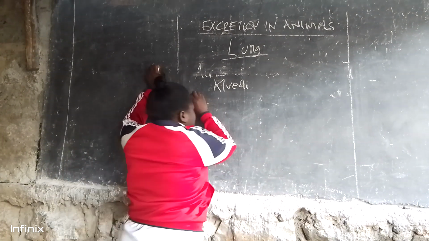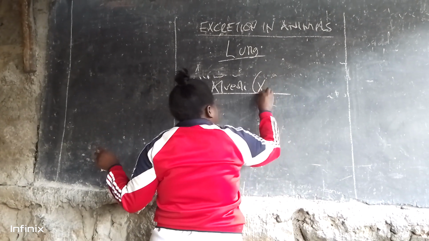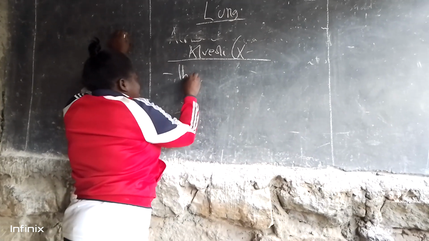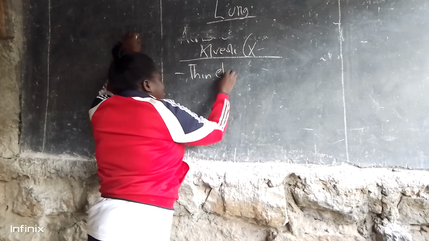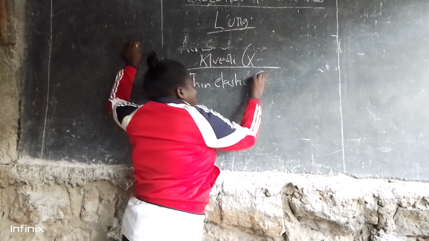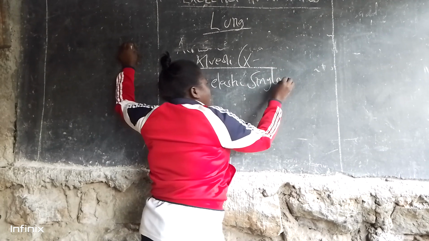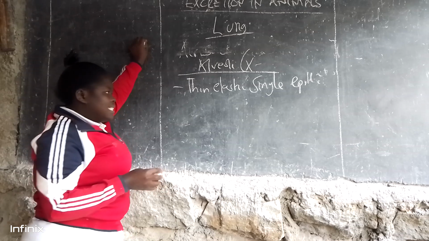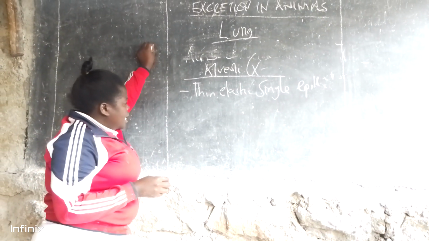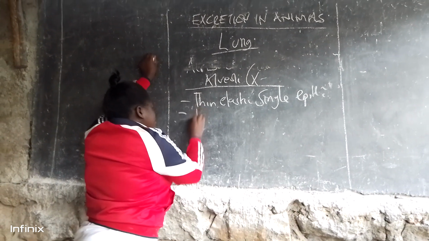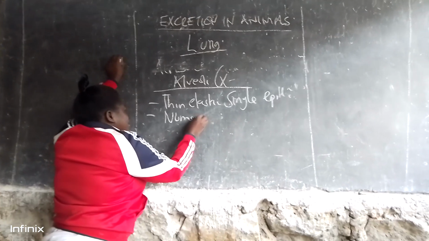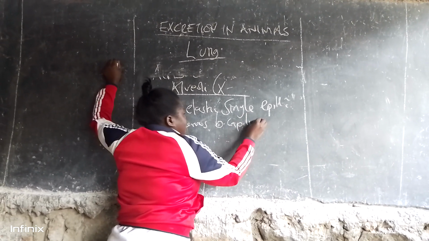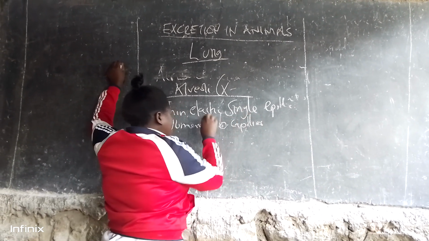The alveoli have characteristics of respiratory surfaces. Number one, alveoli have a thin and elastic single epithelium layer. For what? To fasten the rate of diffusion. Number two, alveoli contain numerous blood capillaries below the epithelium.